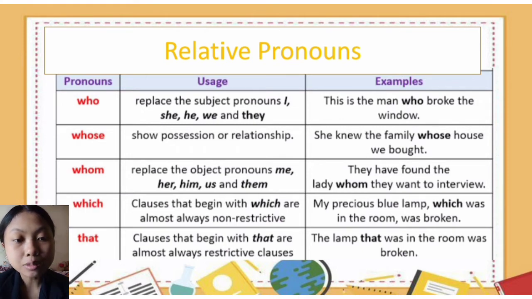And then there is which. Clauses that begin with which are almost always non-restrictive. The example sentence is, my precious blue lamp, which was in the room, was broken. And then there is that. Clauses that begin with that are almost always restrictive clauses. The example sentence is, the lamp that was in the room was broken.